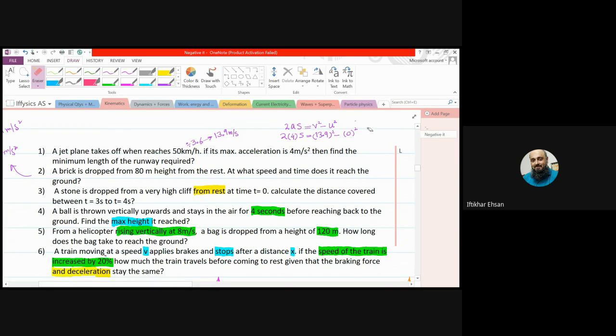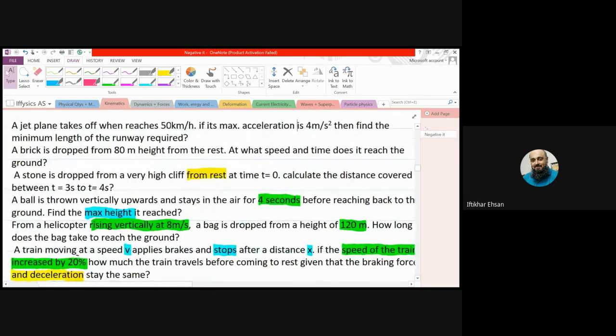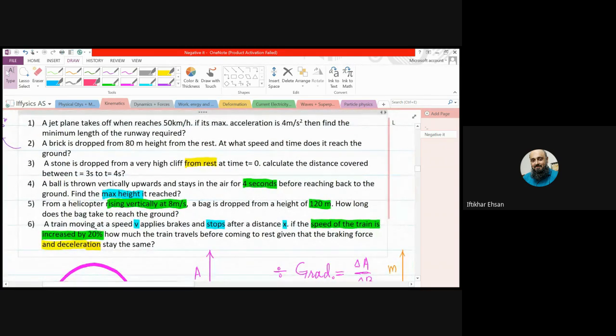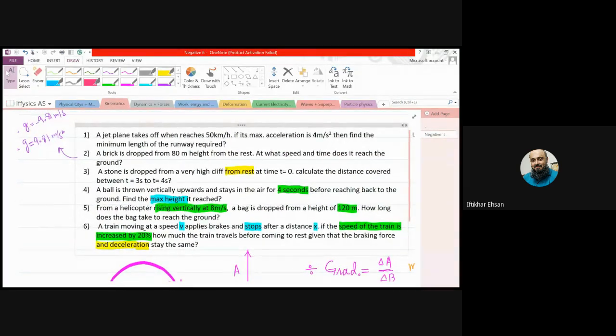Question number 2. Question number 2 says, a brick is dropped from 80-meter height from rest. At what speed and time does it reach the ground? There is no air resistance involved here. And one thing you have to keep in mind, the acceleration will be the acceleration of free fall, that is 9.81.